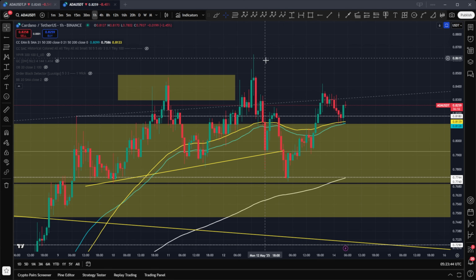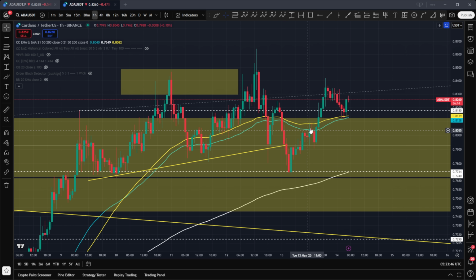So I thought it would be good today to go through the technical analysis, share my thoughts and opinions as to where I think the price action is heading next.